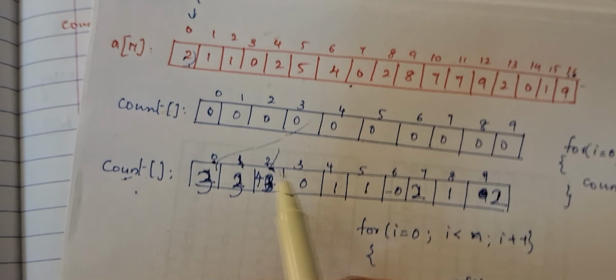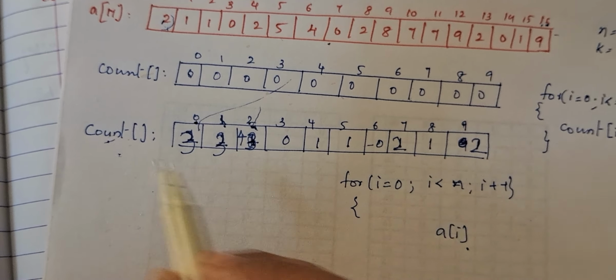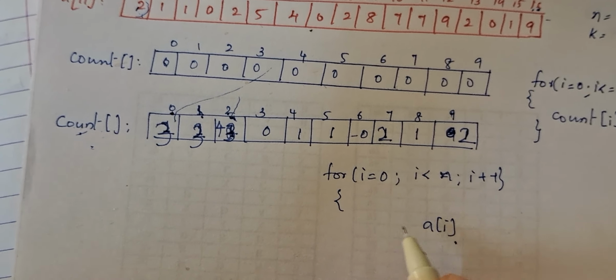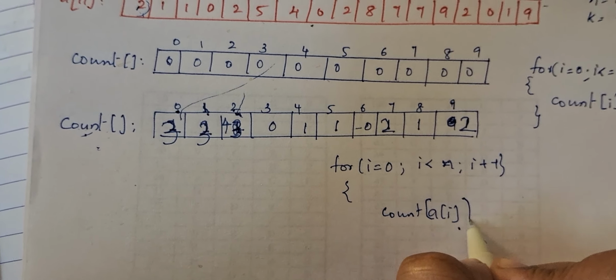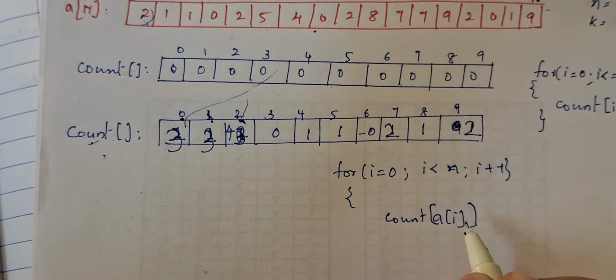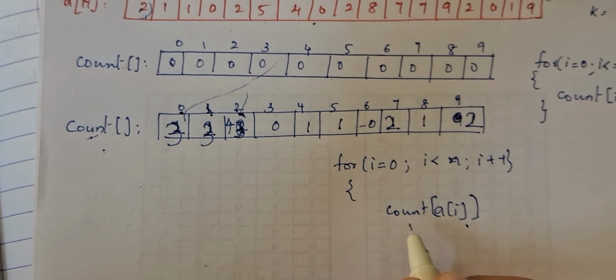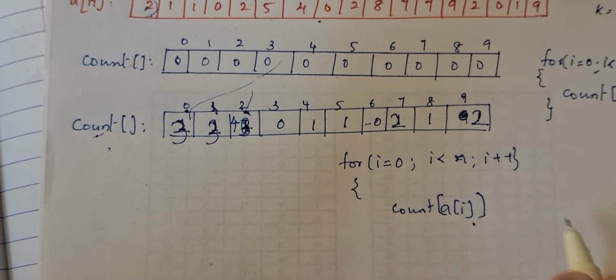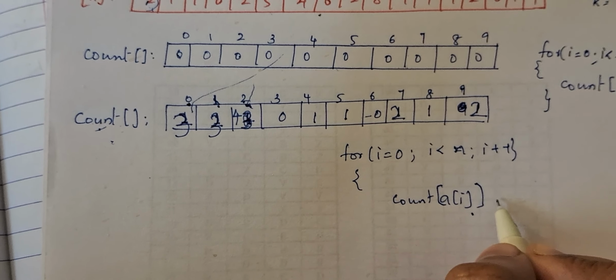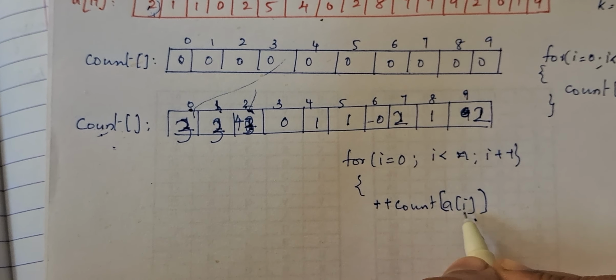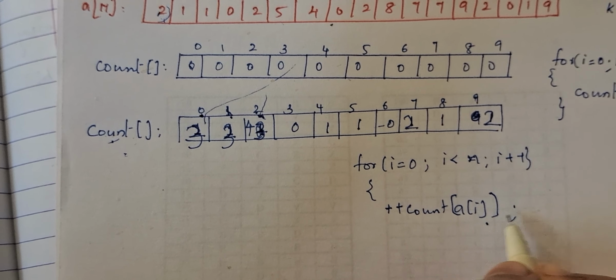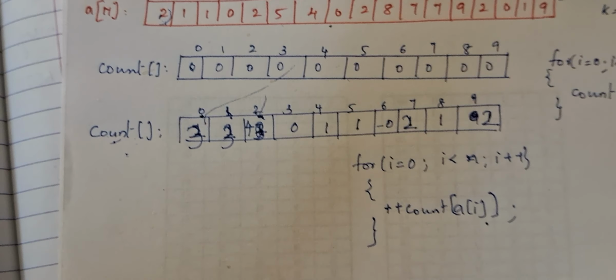So 2 is a of i here. Okay, a of i of, what is the name of the array? Count. So count of a of i. Okay, then we are incrementing the value by 1. Either you can write count of a of i equal to count of a of i plus 1, or you can write the pre-increment or post-increment operator, plus plus count of a of i, or count of a of i plus plus. Both are the same in this case.